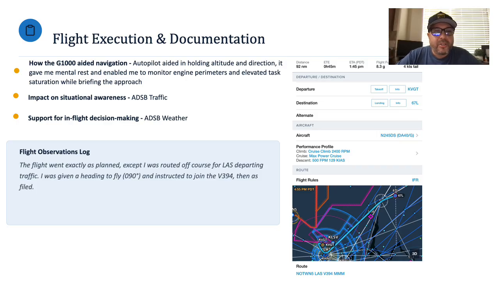So flight execution and documentation. How did the GPS aid our navigation? Autopilot aided in holding altitude and direction. It gave me a mental rest, enabled me to monitor engine parameters and alleviate task saturation while briefing an approach.